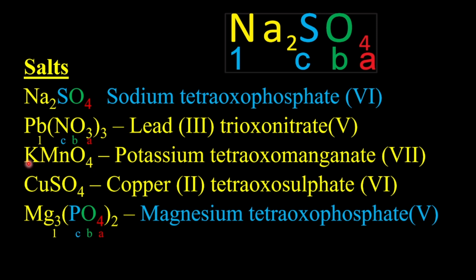Now let's move to KMnO4. So you can assign the numbers 1, then you move to A, B, C. Let's do that again. 1, A, B, C. 1 here, which is K, has a fixed oxidation number. If it is fixed, just mention the name. So that will give us potassium tetraoxomanganate 7. If you do the calculation, you're going to get 7. 2 times 4, 8 minus the charge here, 1. And that will give you 7.